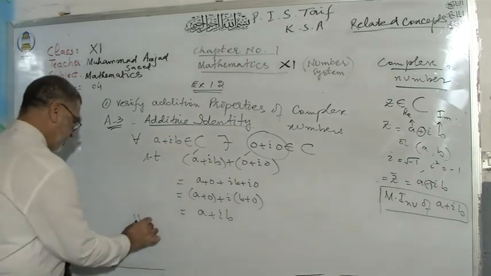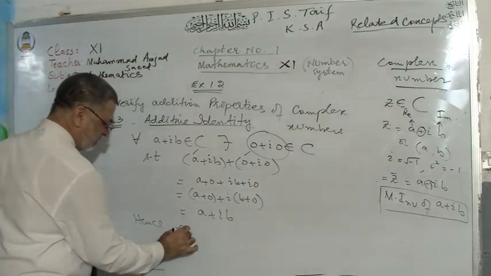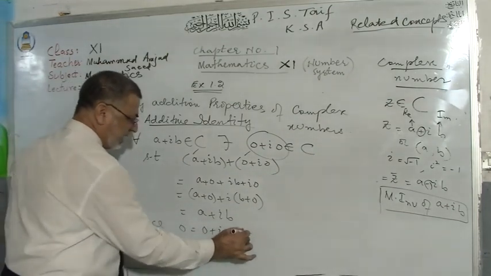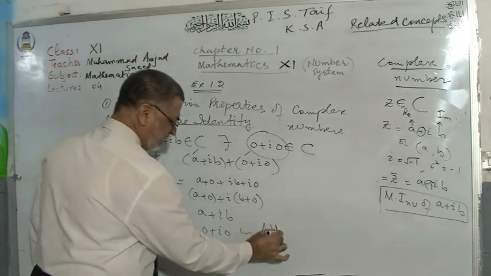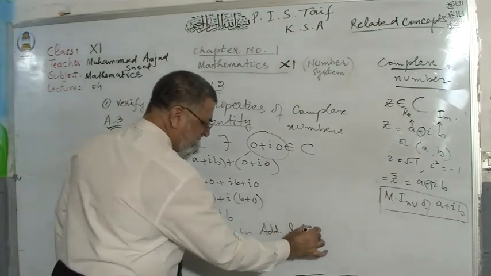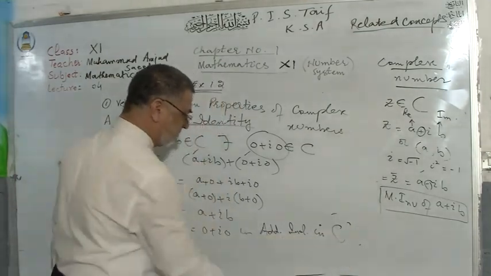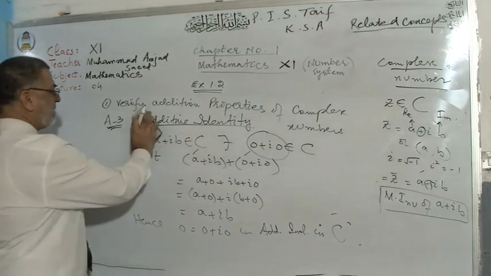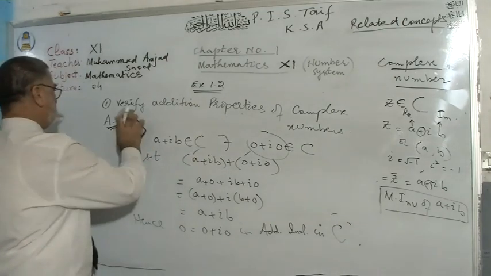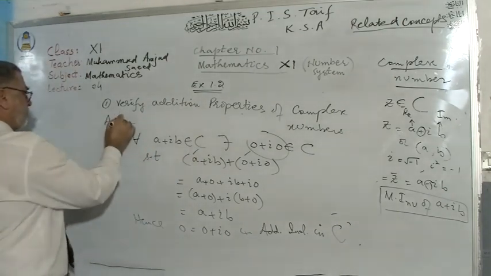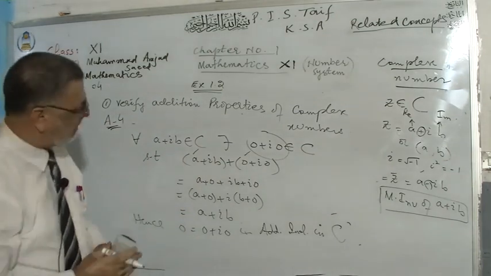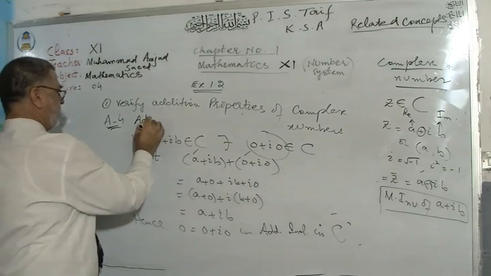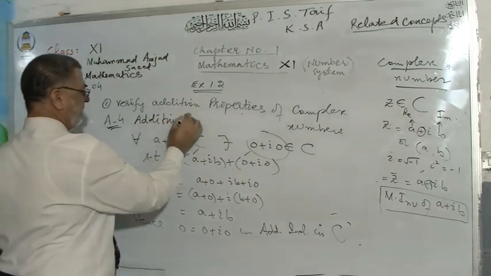Hence, 0 is equal to 0 plus iota 0 is additive identity in C, set of complex numbers. After that, A4, additive inverse.